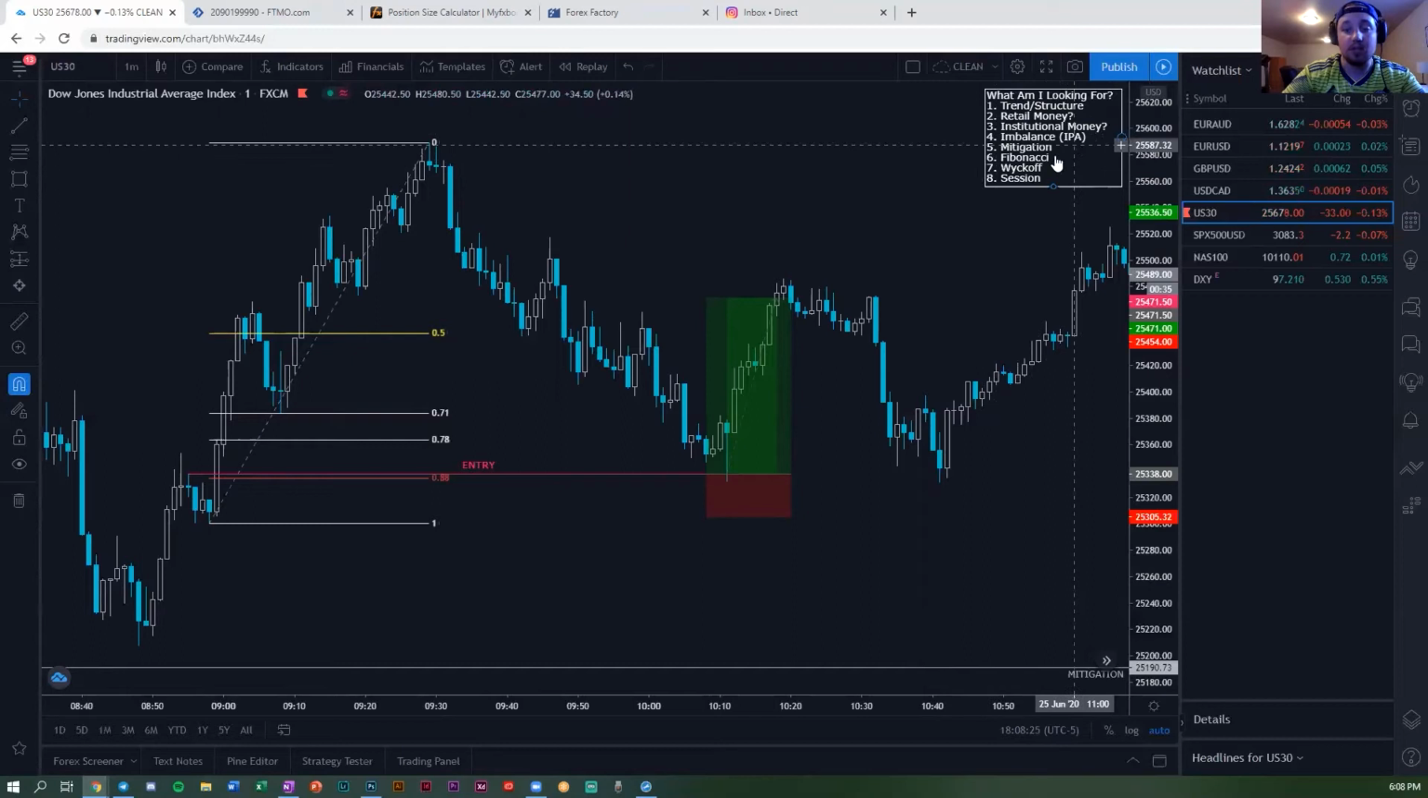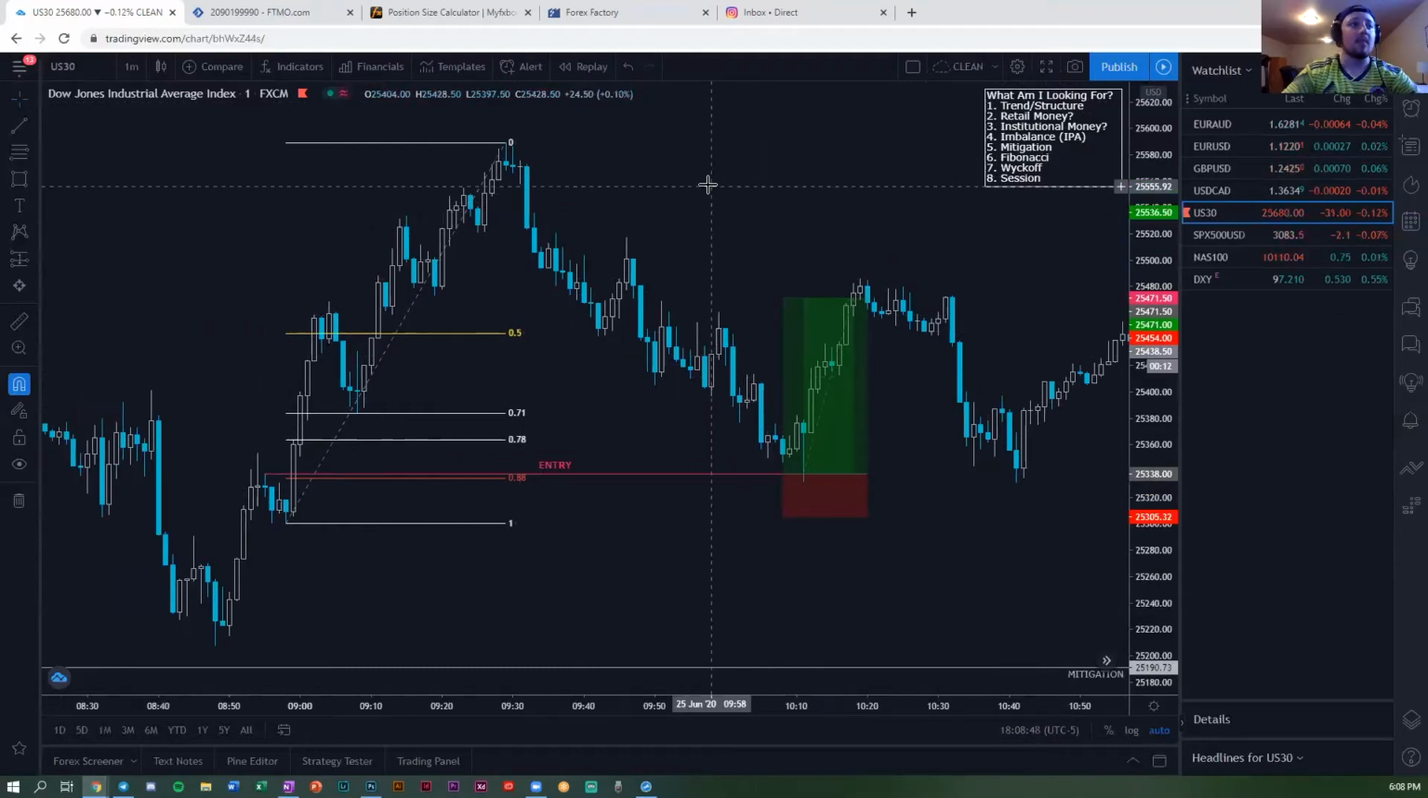This is our confirmations. So basically: trend, structure, retail money, institutional money, imbalance, which is also called IPA or inefficient price action, mitigation, the Fibonacci measurements, which is these bars or these lines over here. That's a Fibonacci measurement. Wyckoff, which is how we trade, and the session time.